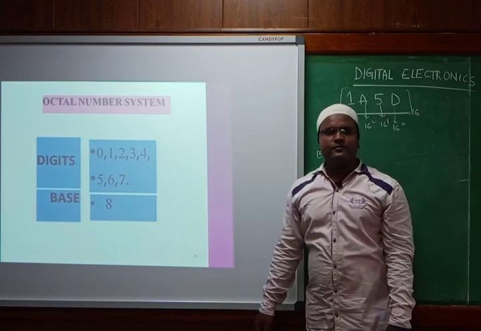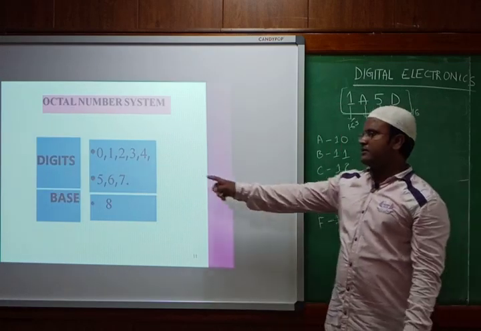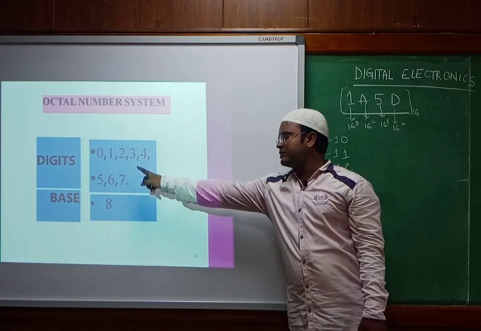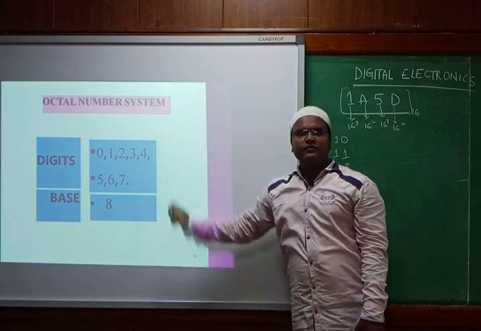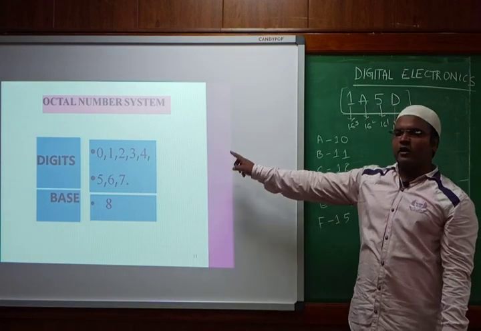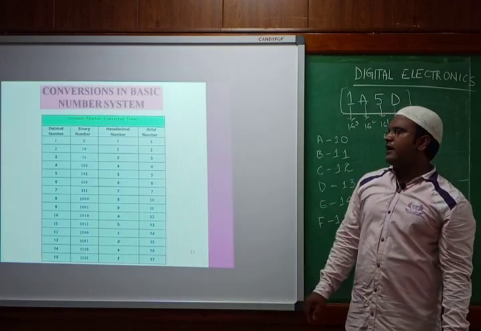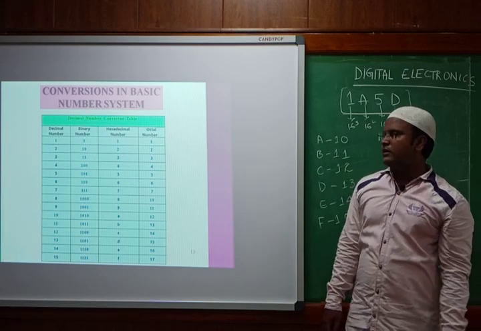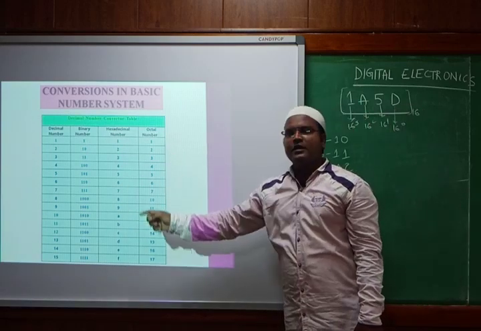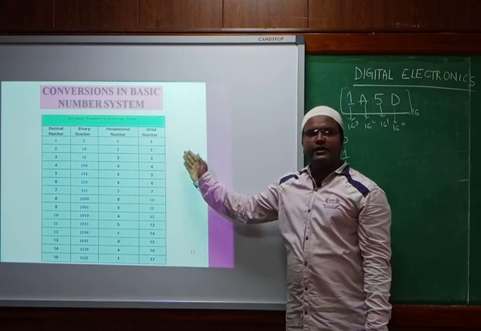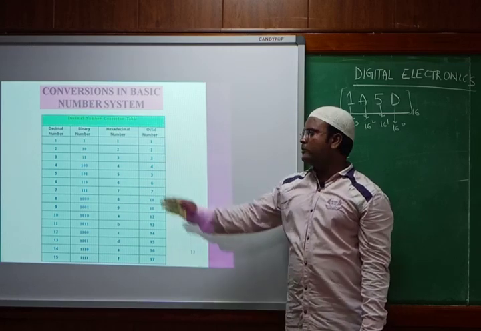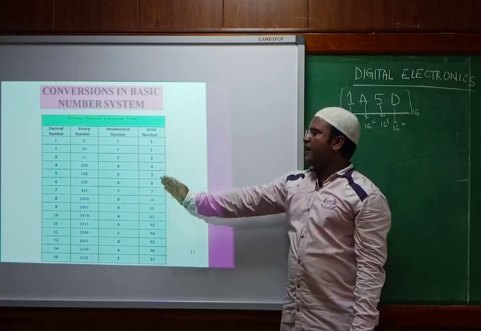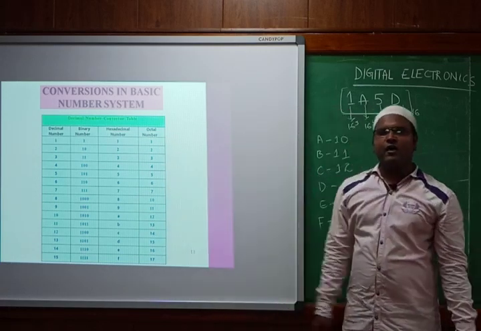Next, octal. So what is octal? Octal, the base should be 8. 8 means if I want to count that number, it should start from 0, 1 till 7. So this is the way the octal number system is designed. Next, conversion in basic numbers. So what is the conversion all about? If I do have the numbers that I want to write into the respective number system, to do that one, we can take the binary numbers, we can take hexadecimal numbers, and with respect to that we can write the octal digits.